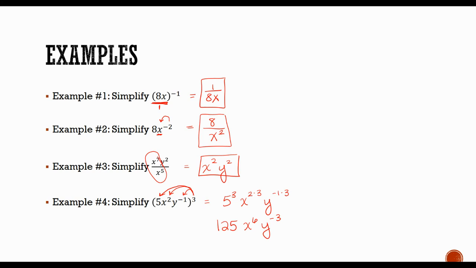Give yourself that moment to check it. We can't leave it with a negative exponent in there. So the last thing we're going to do is move that y cubed to the bottom. And that's the only thing that gets moved down because it was the only one that had a negative exponent.